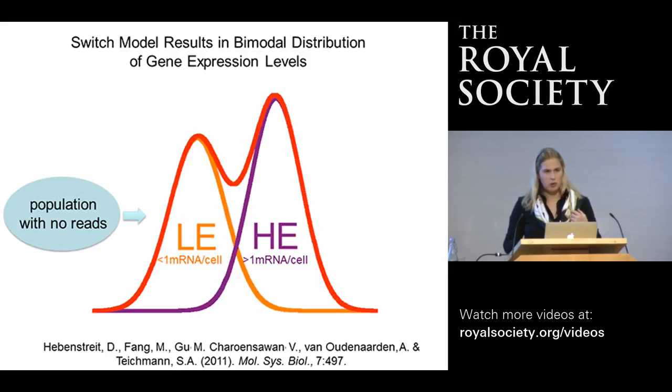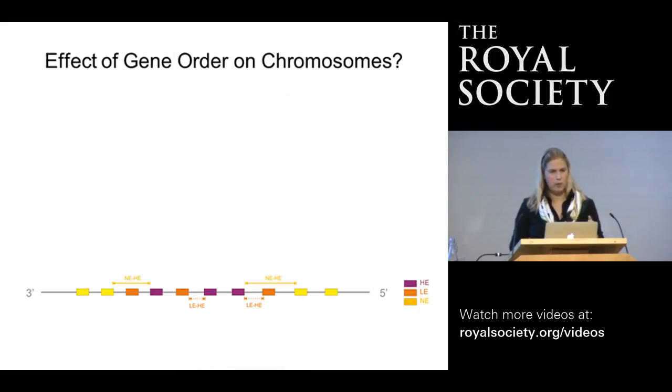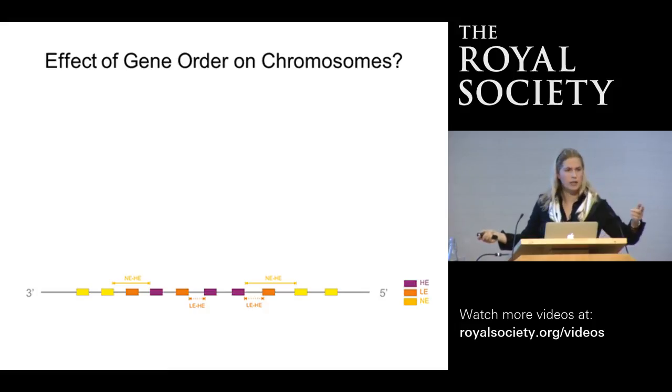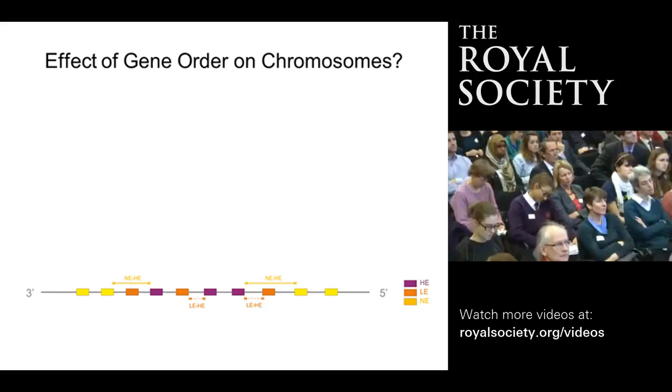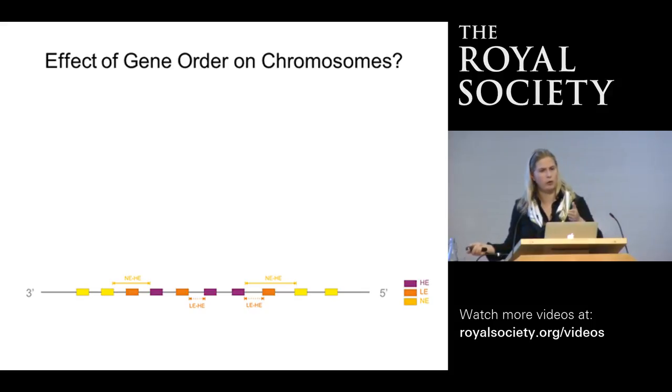One of the things that we've started to do to address this was to map the genes in terms of their two-dimensional order on the mouse chromosomes. Each box is a gene, and the purple ones are the ones that are highly expressed, in the right-hand distribution that I showed, and the orange ones are the ones that are lowly expressed, and the yellow ones belong to that mysterious population that doesn't have any reads. The question in our mind was basically, if we map the genes in this way, can we find any pattern in terms of how they're ordered?